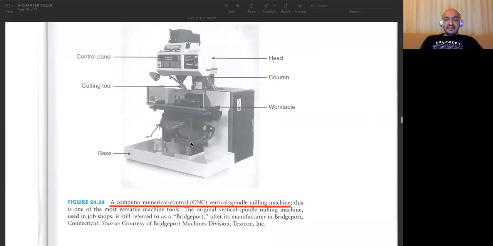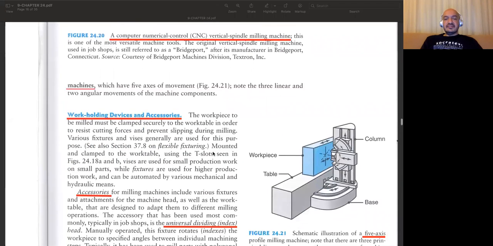This is an example of a CNC type of milling machine. This is actually one of the earliest versions of CNC type milling machines. But these days we have much more complicated, much more powerful CNC milling machines.